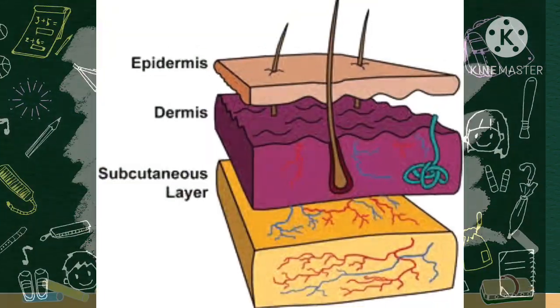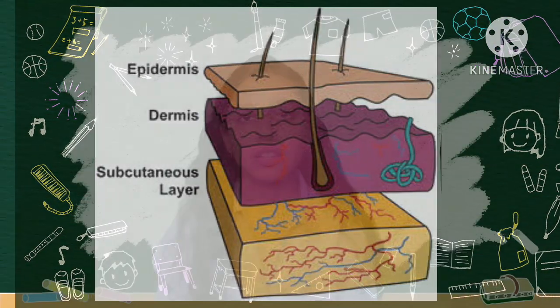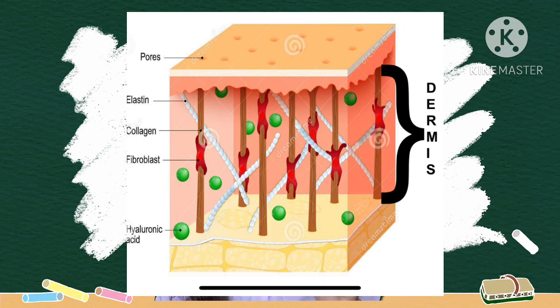So what happens is that when you look at the normal structure of skin, skin is basically divided into three layers, that is epidermis, dermis and subcutaneous layer. The epidermis is the uppermost part of the skin and the dermis is the middle layer of the skin. This dermis plays a very important role in your aging process. So let's see how it does that.